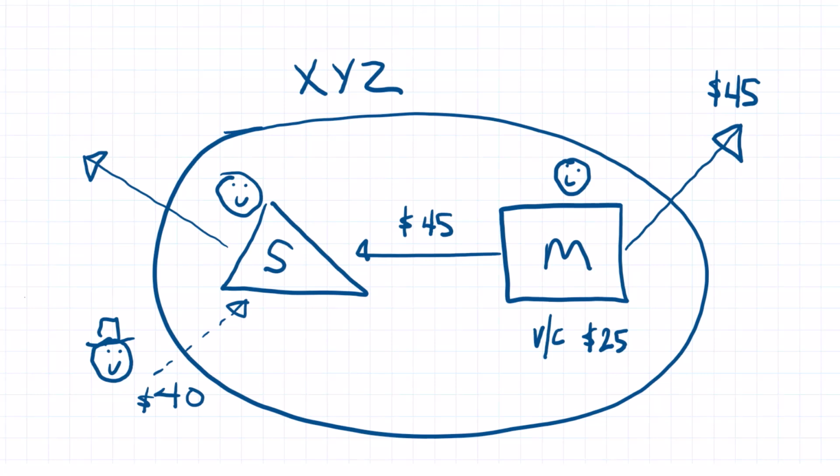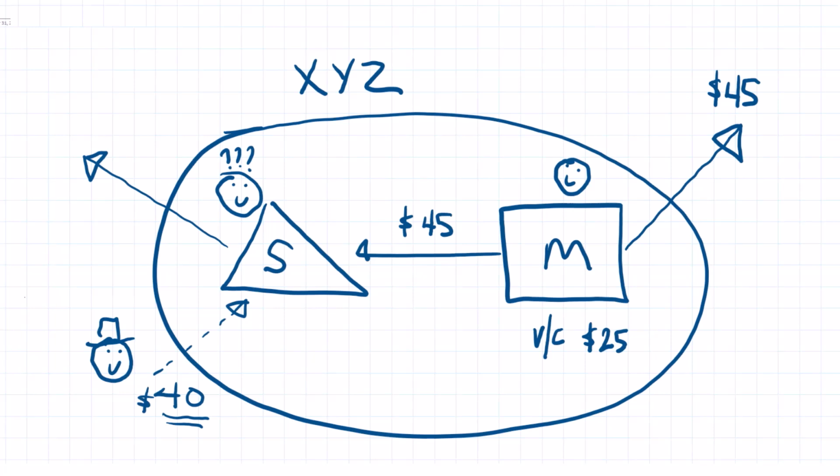So if you were divisional manager S and you were judged on profit, you would probably go for the lowest cost inputs, assuming identical quality. So this manager would probably change suppliers and go with the $40 unit. But is that the best decision for the group?